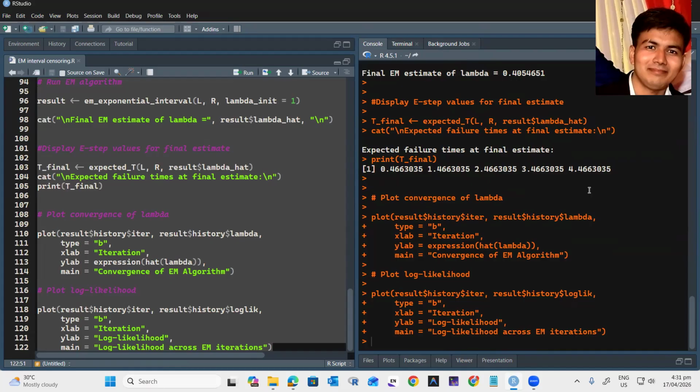That was the R code and the example for the EM algorithm with exponential distribution under interval censoring. In the next lecture, we will discuss the EM algorithm for hybrid censoring.